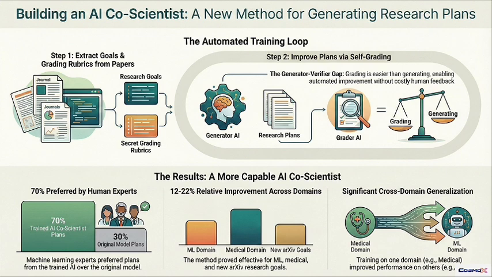It has to learn through trial and error how to generate a plan that satisfies a judge who knows all the secrets. So it's learning to anticipate what rigor looks like. It's learning the rules of good science without ever being shown the rule book. It creates what they call a generator-verifier gap. It teaches the model to self-correct.